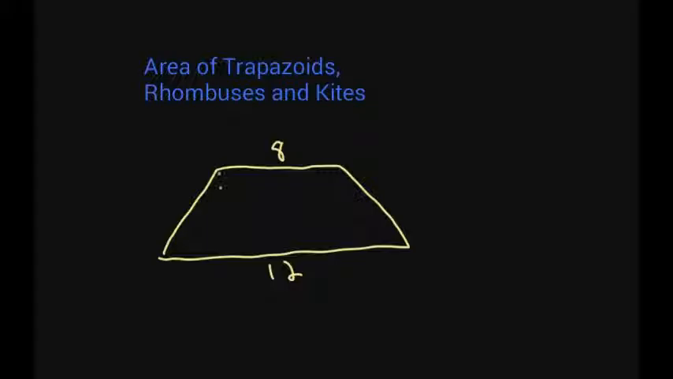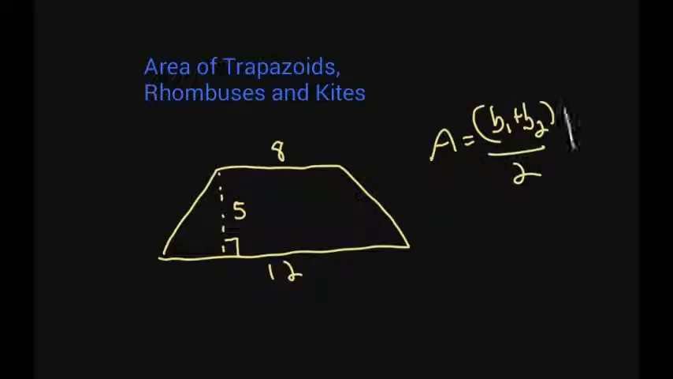And again, our height always has to be at a 90-degree angle. So let's say our height there is 5. So the area equals base 1 plus base 2 divided by 2 times your height. And I can show you how this works if you really wanted to know, but the formula works.